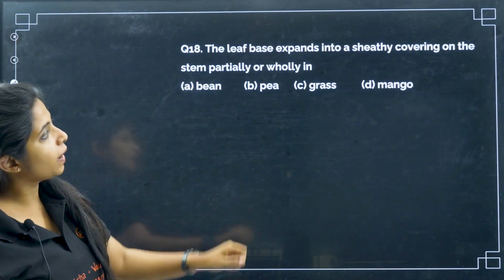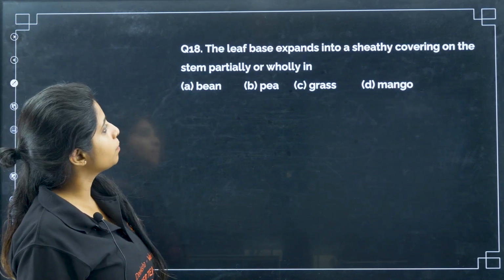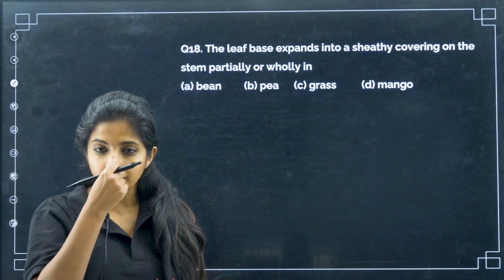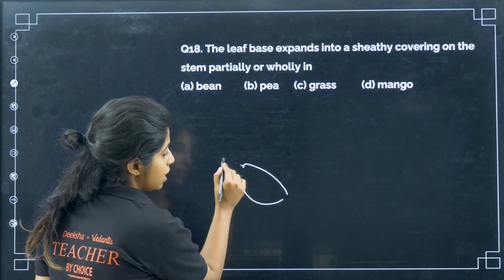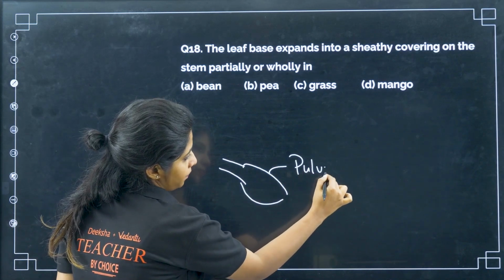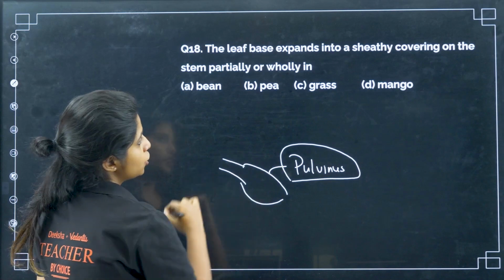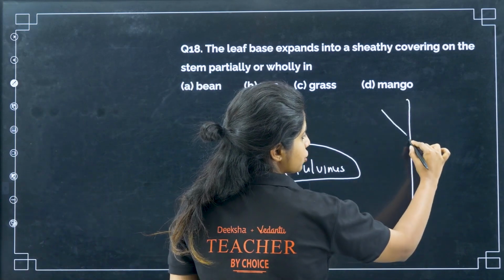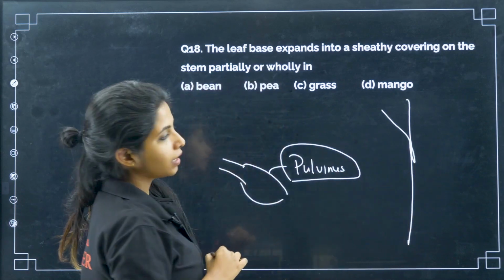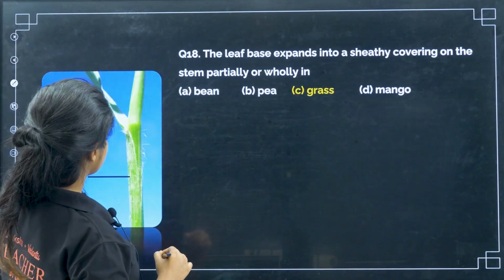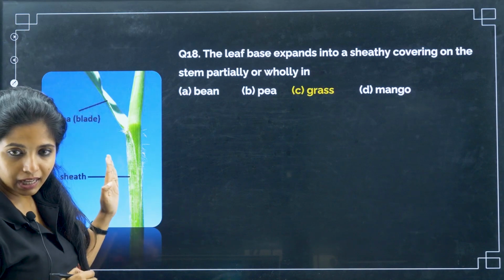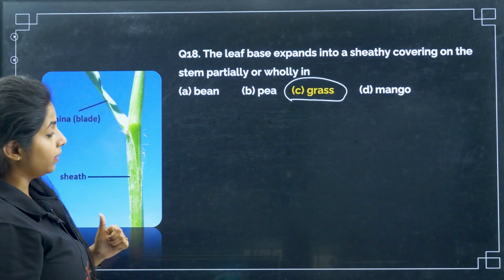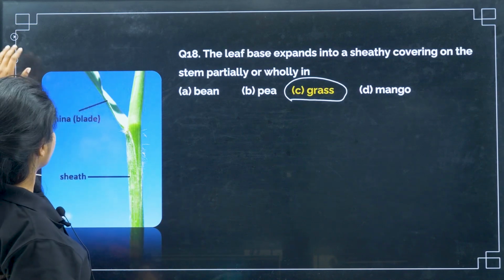Now, the leaf base expands into a sheathy covering on the stem partially or wholly in bean, pea, grass, mango. So in bean and pea, the leaf base, my dear children, forms a structure like this, which is known as pulvinus. What about grass? In the case of grass, my dear children, the leaf sheath is going to make a covering up over here. I'll show you this. Over here, you see? So there's a covering, right? So this is seen in the case of grass, the sheath. Not mango. Mango, you don't see that.